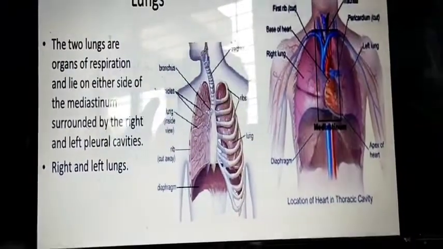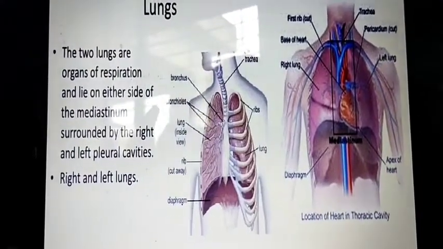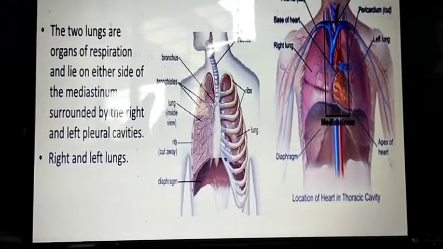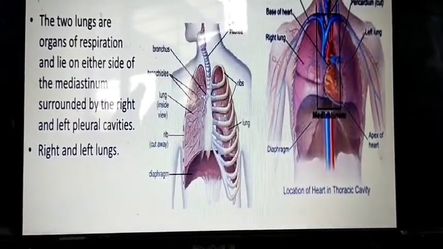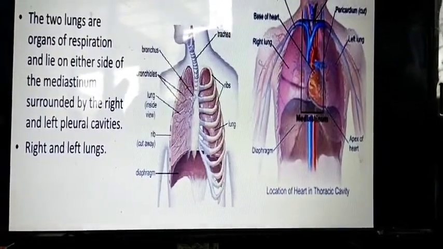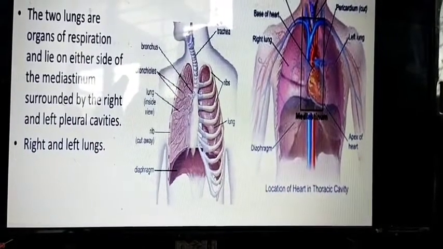Now we can go to the anatomy of the lungs. The lungs are present in the chest region, or thorax region. They are two in number. The two lungs are the organs of respiration and lie on either side of the mediastinum.